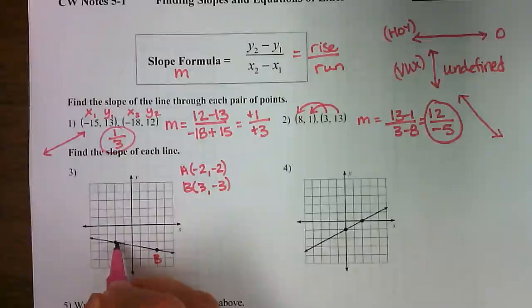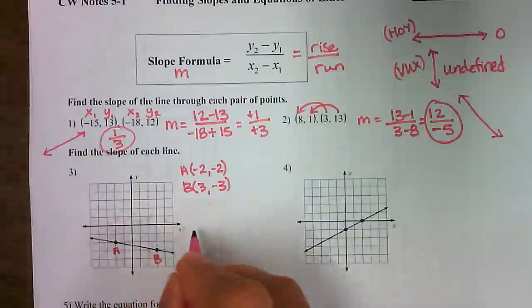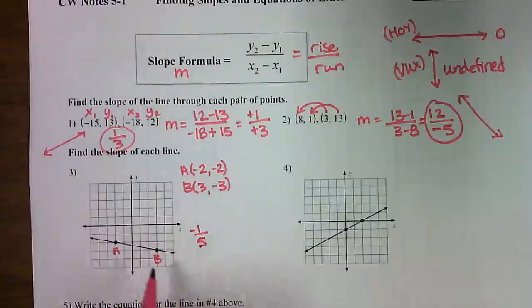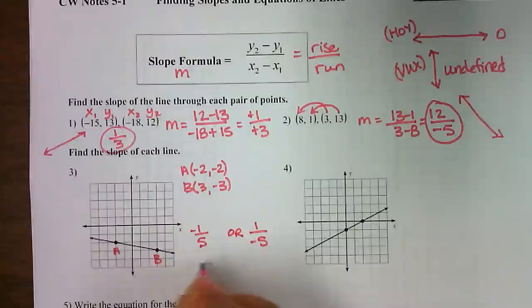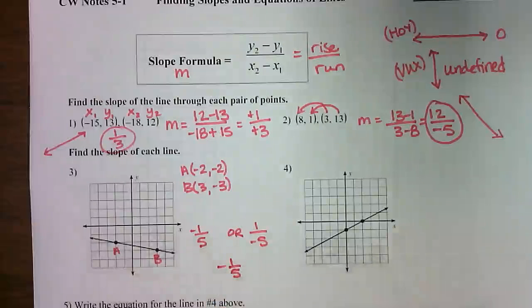I can start at A and go towards B. This would be rise negative 1, run 5, right? Or I could start at B and go to A. This would be rise positive 1, run negative 5. So it's the same thing. Like I said, the negative can be on top or bottom, but not both. Or it can even be out to the side like this. That's how we usually see it.